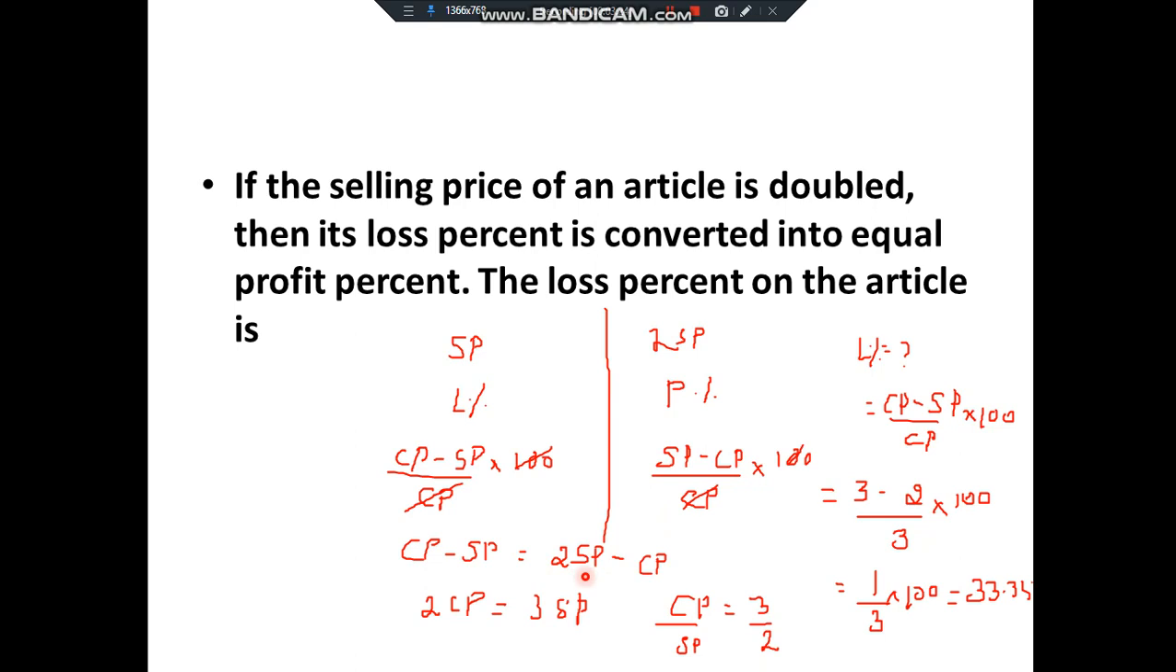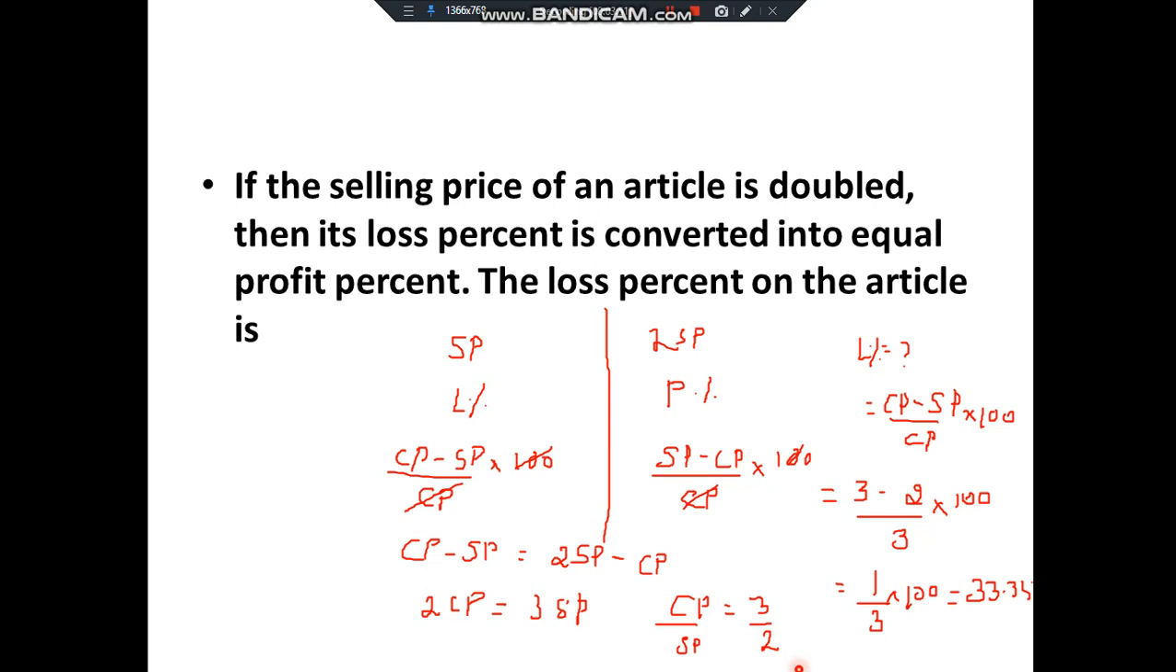So previously it was SP only. So for loss percent side it should be only SP, and only in profit percent side you have to change it as 2SP. So CP minus SP is equal to 2SP minus CP. Taking everything to one side, you get 2CP is equal to 3SP. So CP by SP value you can find. It is 3 by 2. That is, for 3 parts of CP, there will be 2 parts of SP.